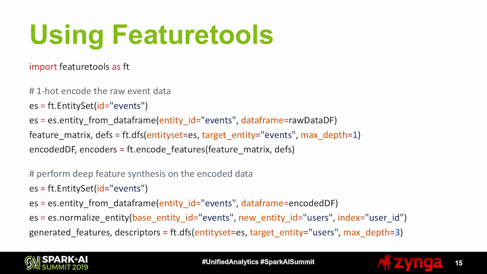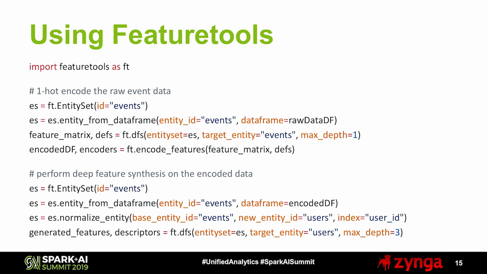So I've omitted one of the steps here, which is how we set up the entity set representation. So we have a user, a category, and a subcategory. And we break that apart into 3 tables, where subcategory events point to category events per user, and those per category events point to a player. And this allows us to have this nested data structure that we can then do deep feature synthesis on.